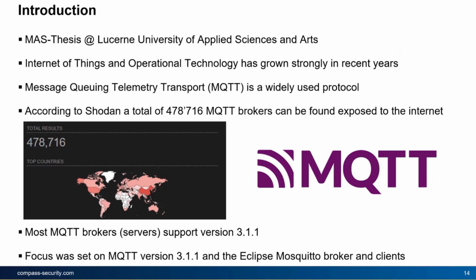If we have a look at the Shodan search for MQTT, we can see that there are around 500,000 devices which are exposing an MQTT port to the internet. And most of these brokers that were found support version 3.1.1, and are running the Eclipse Mosquitto broker. So for my work, I focused on version 3.1.1 and this broker and clients as well.